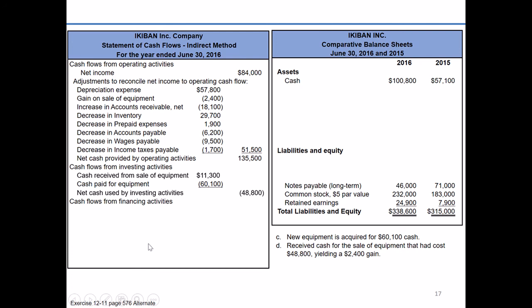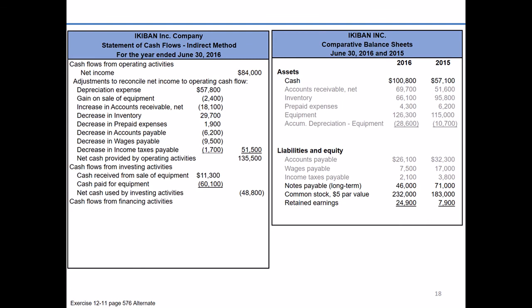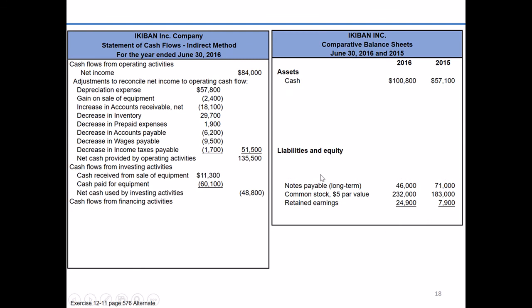Now, just one more section, so don't worry, we're plugging and chugging and moving ahead with it. So we've got financing. So again, let's look at where we're at. We've only got a few items left: long-term notes payable, common stock, and retained earnings. Those are long-term liabilities and equity-related accounts that will affect financing. So let's take a look at our notes payable and see any information. We can see that it decreased from $71,000 in 2015 at the end to $46,000 in 2016.